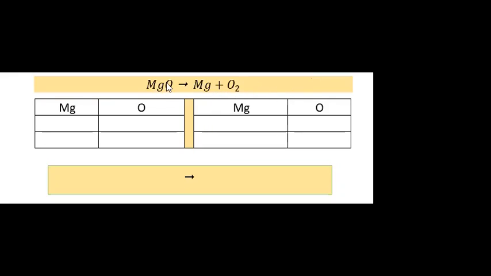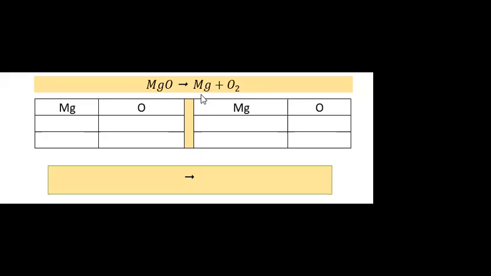So let's look at this equation here. I'm not going to tell you what this is. Can anyone tell me what the name of this compound is? MgO. It's magnesium oxide, right? Good. Yes, well done, Kian. So we take magnesium, we add oxygen to magnesium, and we end up with magnesium oxide.